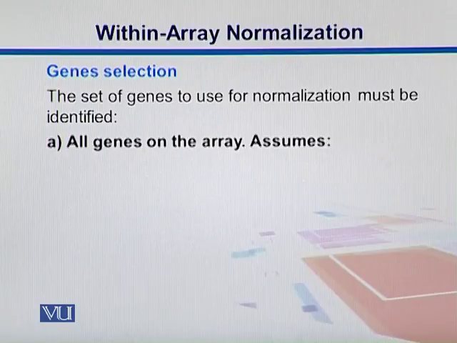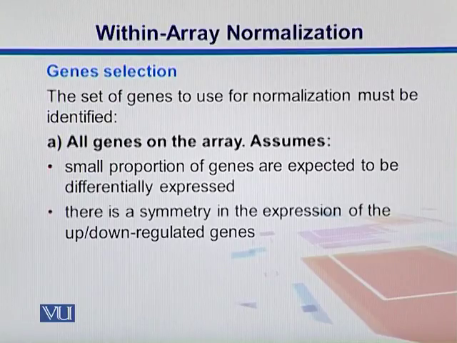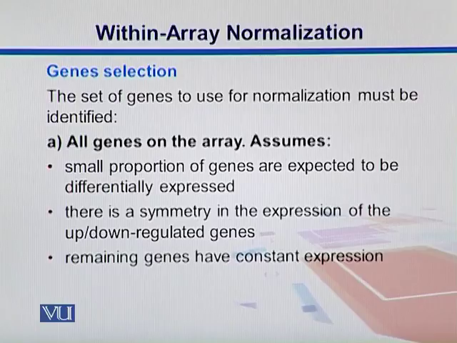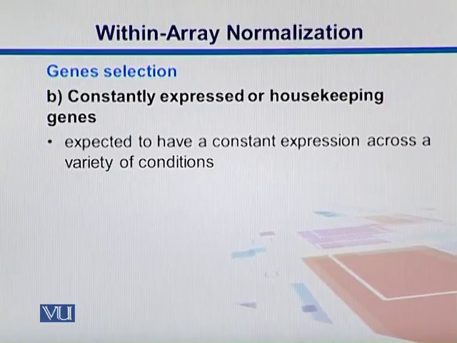Okay, so while you are selecting those genes in order to do those microarray experiments, the set of genes must be identified. You might have all genes on the array, so it assumes that a small proportion of genes are expected to be differentially expressed. So you take all those genes, but within those genes, you have a smaller proportion that is differentially expressed. And there is a symmetry in the expression of the up and down regulated genes. And the remaining genes which are not differentially expressed have a constant expression. So those constantly expressed are housekeeping genes. They are expected to have a constant expression across a variety of conditions.